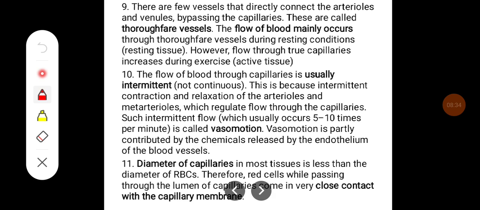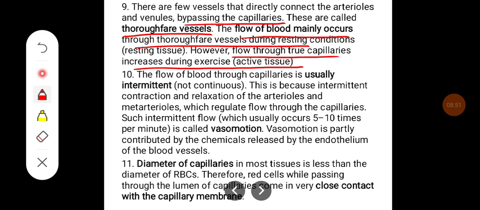There are a few vessels that directly connect the arterioles and venules, bypassing the capillaries, and they are called thoroughfare vessels. The blood flow mainly occurs through thoroughfare vessels during resting condition. However, the flow through the capillaries increases during exercise, that is, when the tissue becomes active.